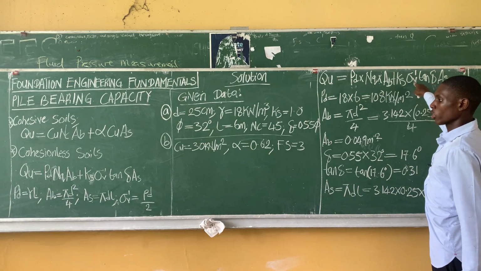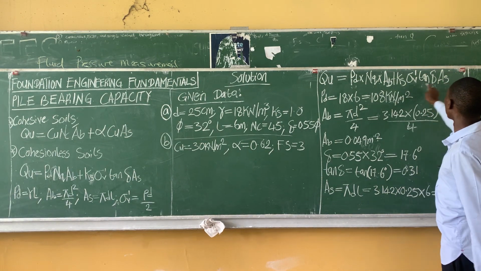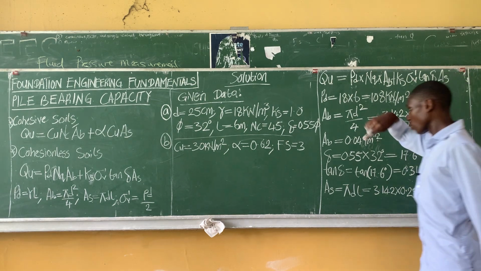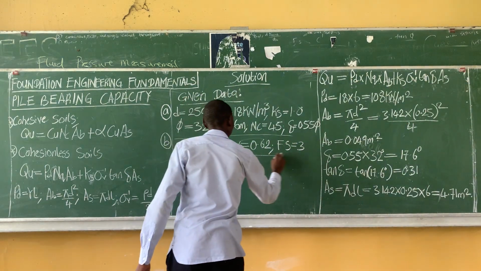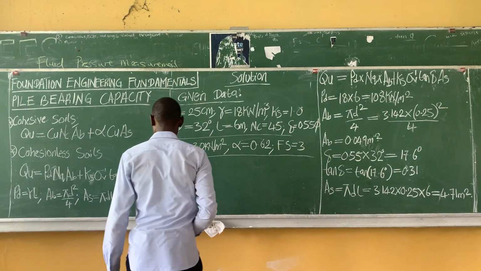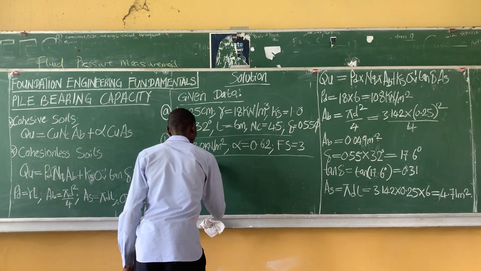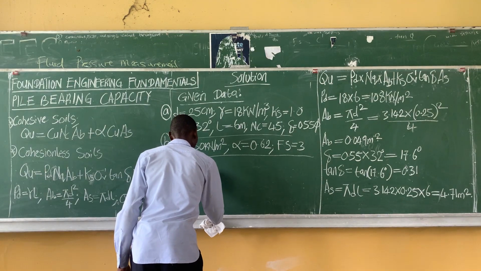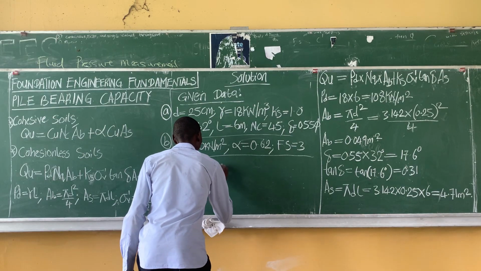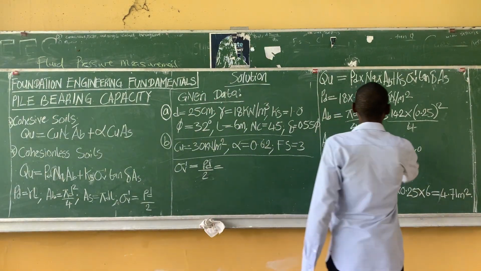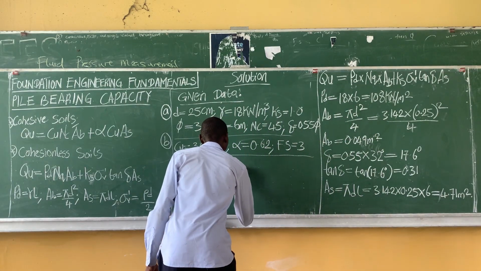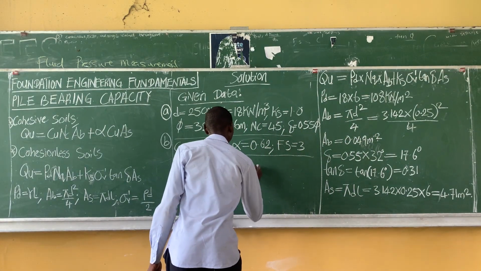We haven't gotten an expression for this one, so our next task is to determine this value. Sigma v prime is simply equal to the substitute v over 2, which gives us 108 kilonewton per meter square divided by 2. And that will give us what?